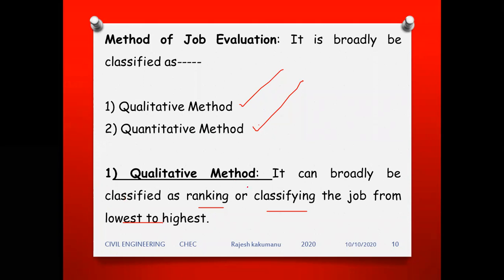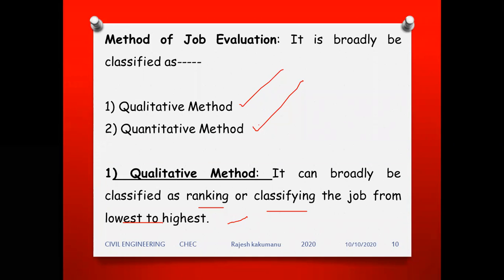So here in the qualitative method, it is broadly classified as ranking or classifying the job from the lower category to the higher category. They will directly open the payments also. For lower category people, these are the payments. For higher category people, these are the payments. If you see in any hospital notification, if it is given, you will see the nurse, attender, the jobs, the description of the nurse, number of vacancies, salary.